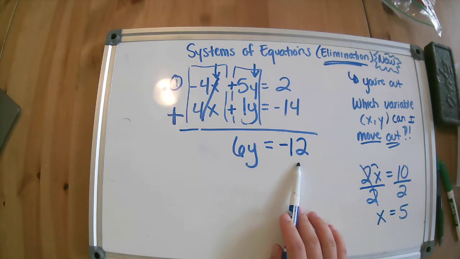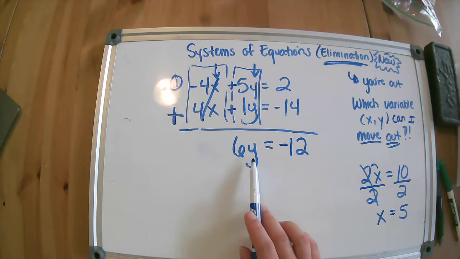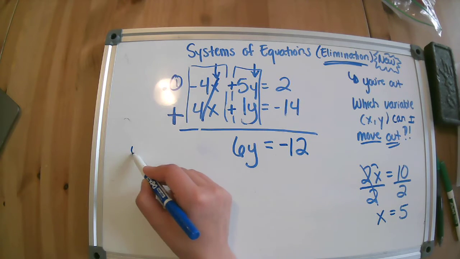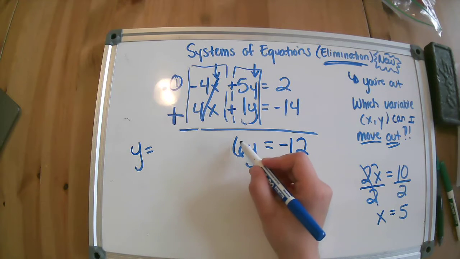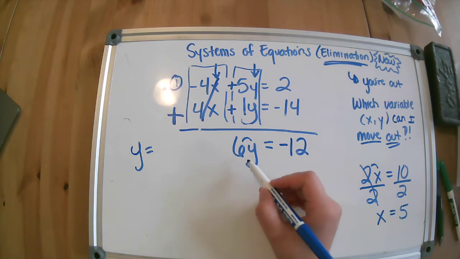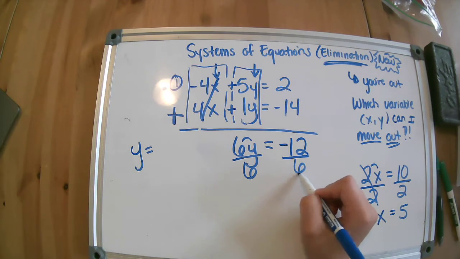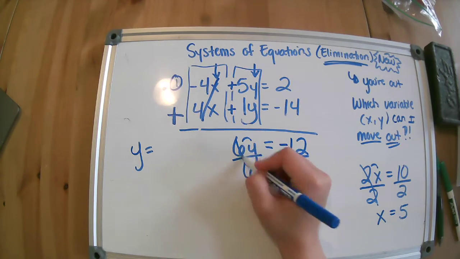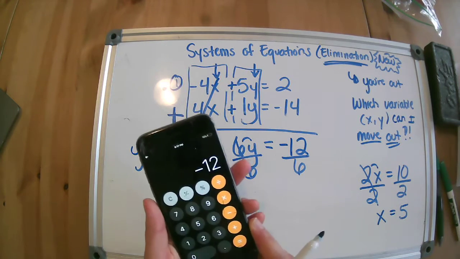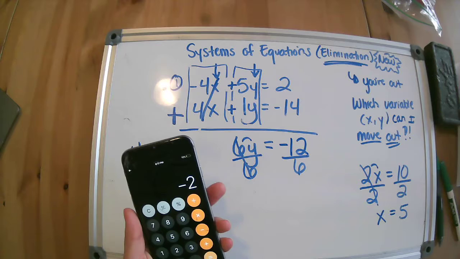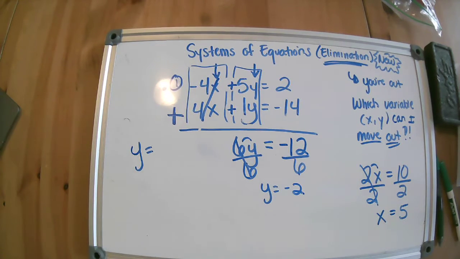So now that we're at this stage, this becomes very similar to what happens over here, right? Now we're trying to get this y by itself because we want an answer for y. We want to say y is some type of number. So the opposite here of multiplying 6 times y is to divide. So if I divide on both sides, this will allow me to get that y by itself. So now on my calculator, I can do negative 12 divided by 6, and I get negative 2. So that means my y is equal to negative 2.